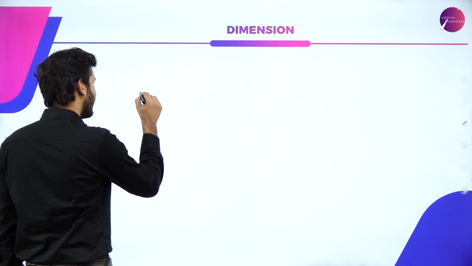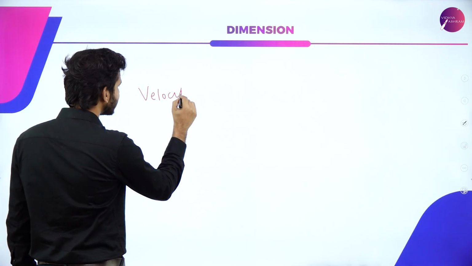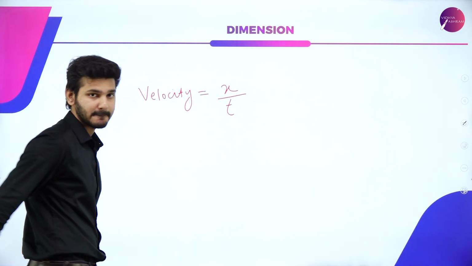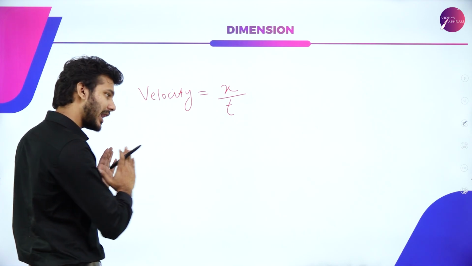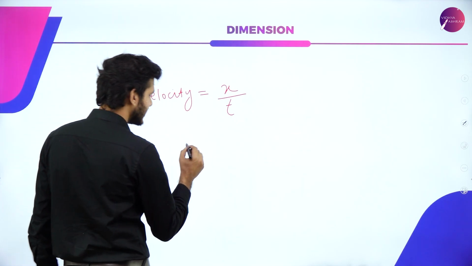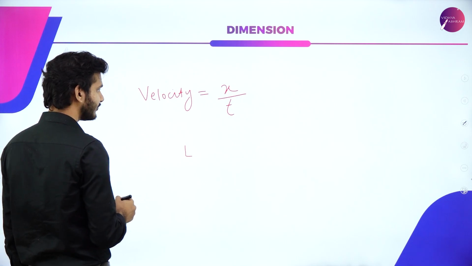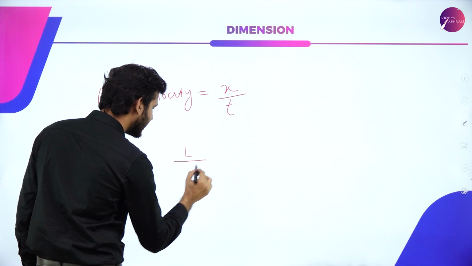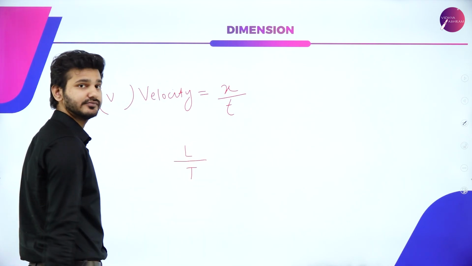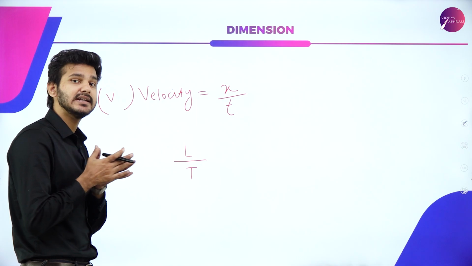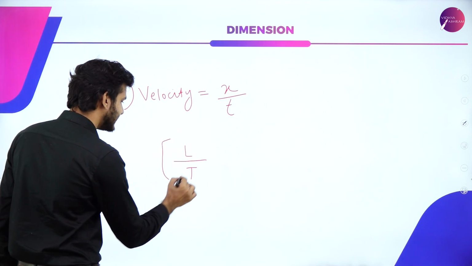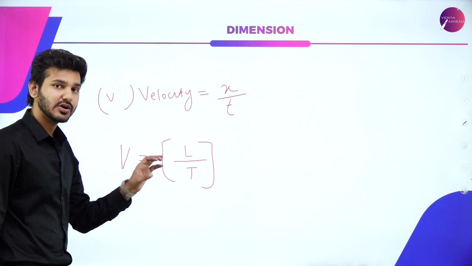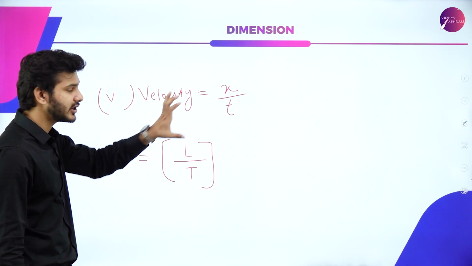We can say that velocity is equal to displacement divided by time. Displacement is nothing but length measured. So V is velocity, and we can say that it is L divided by time T. So L divided by T is the dimensional equation or dimensional formula of this particular quantity.